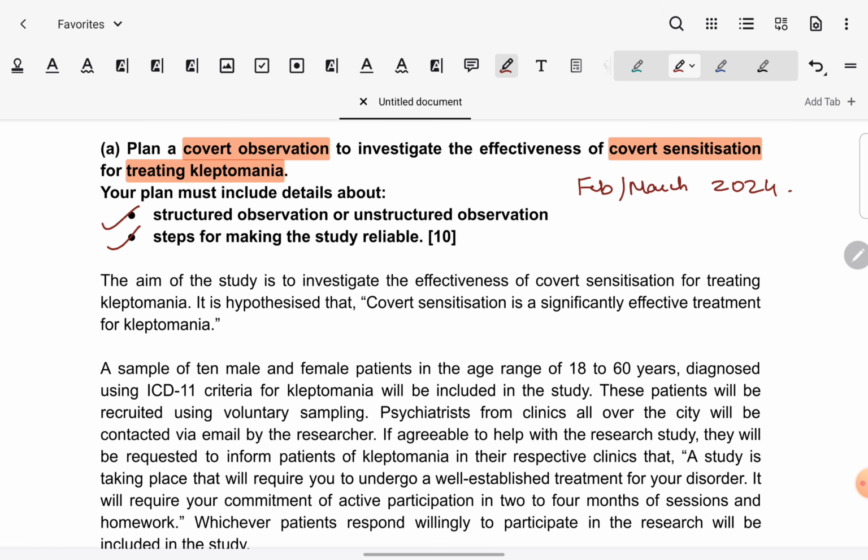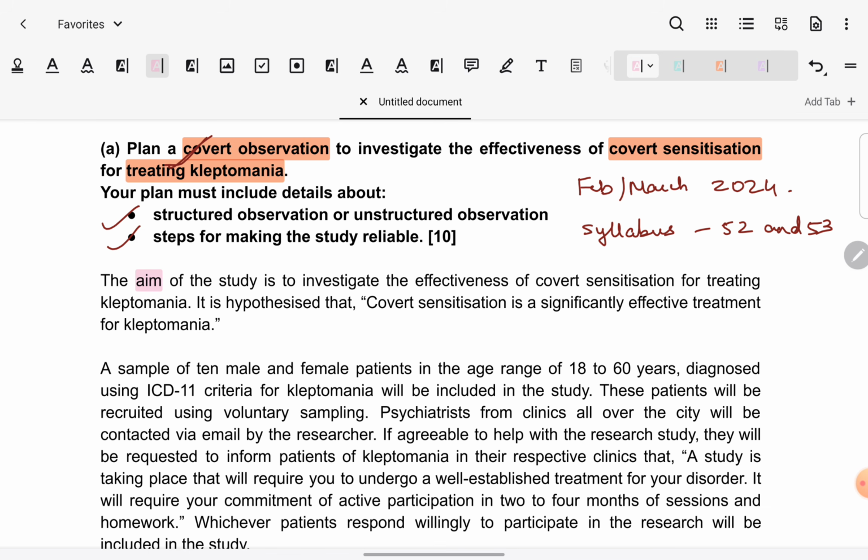But besides that, what is given in the syllabus on pages 52 and 53 for designing the study, those features are also compulsory to cover. So in my plan you will find that I have covered those features as well. Let's go through it step by step now. This is a specific research method, covert observation, but regardless of whichever research method is mentioned, you must begin with the aim of the study always.